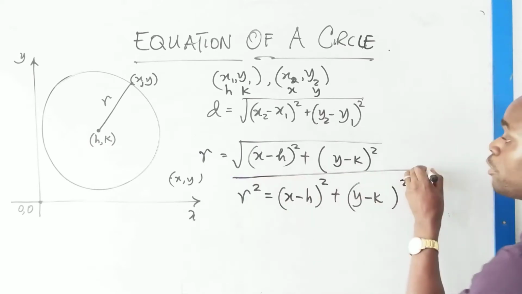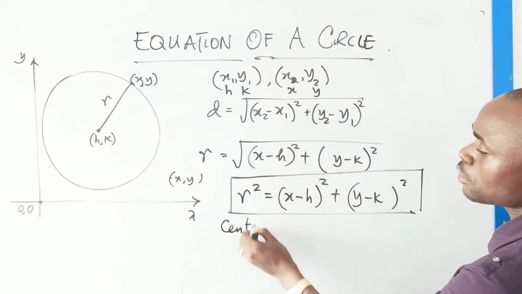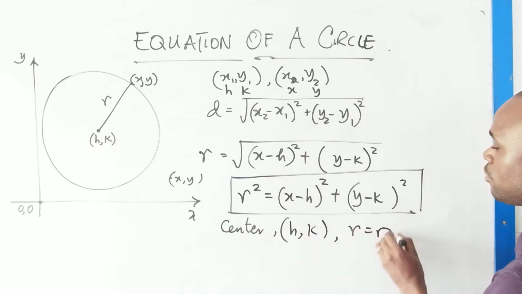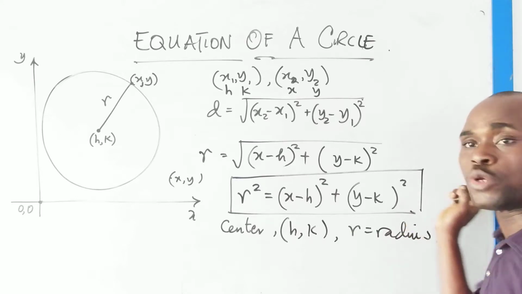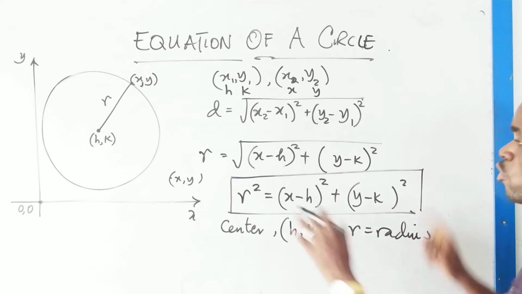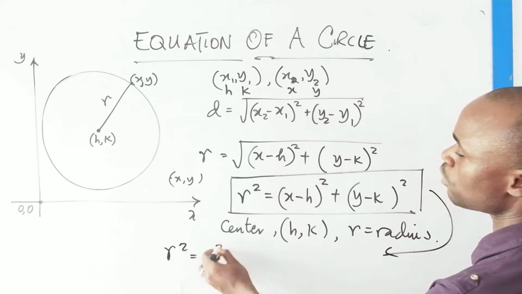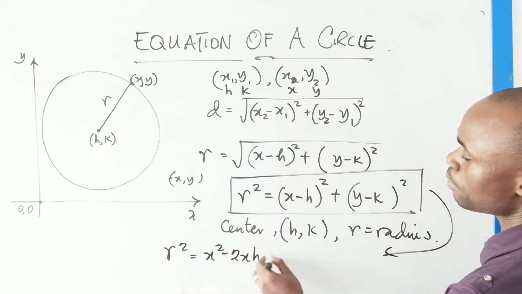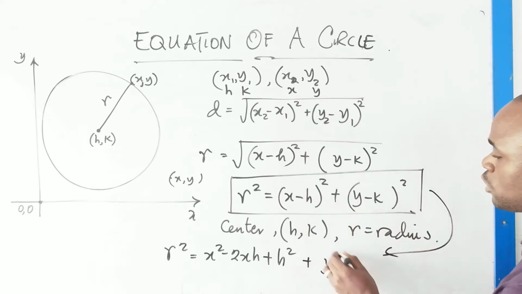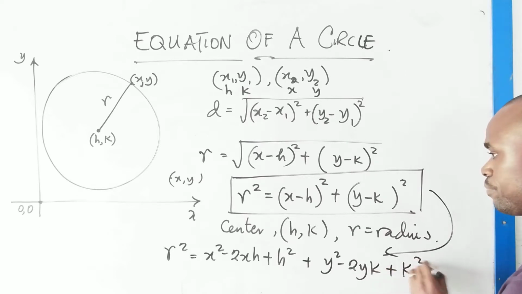This formula can be used to find the equation of a circle with center h, k and radius r. So you can use this formula to obtain the equation of a circle, but sometimes it may not really help. So sometimes we can expand this. If I expand this, this is going to give me r squared equals x squared minus 2xh plus h squared. And if I expand this, I'm going to have y squared minus 2yk plus k squared.